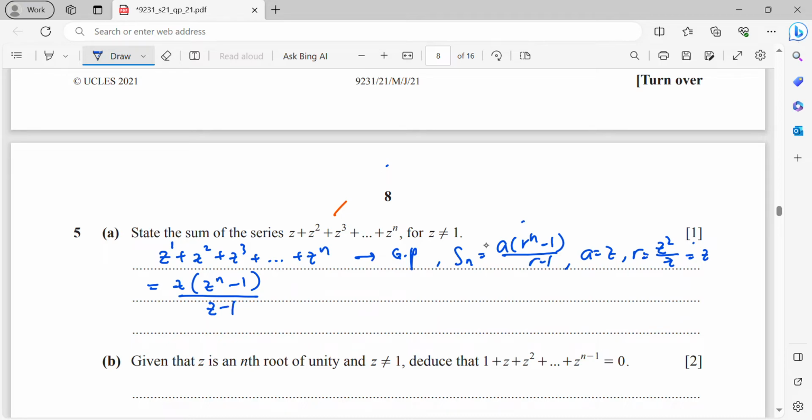So that's the solution. Otherwise, you can just times in. So when I times in, it will be z with power of n plus 1, minus z over z minus 1. So that's all for this A.